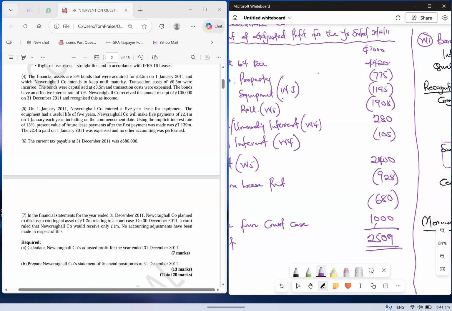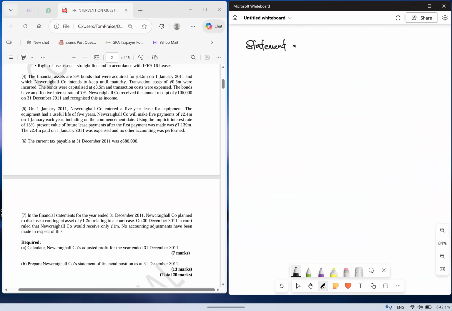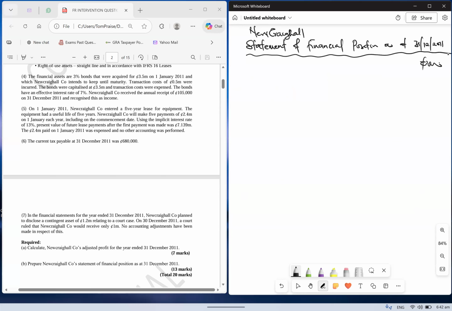Okay. So now let's go and do our balance sheet and wrap it up. Statement of financial position as at 31st December 2011, New Cracor. All right. So that is that.